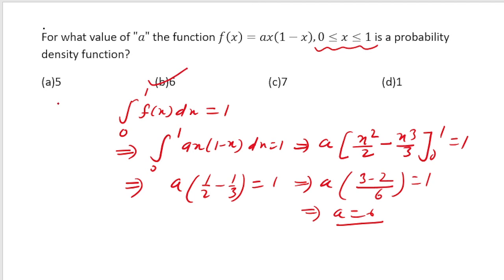Right, this is a very popular question. They may change the value and may ask. So I hope you have understood.